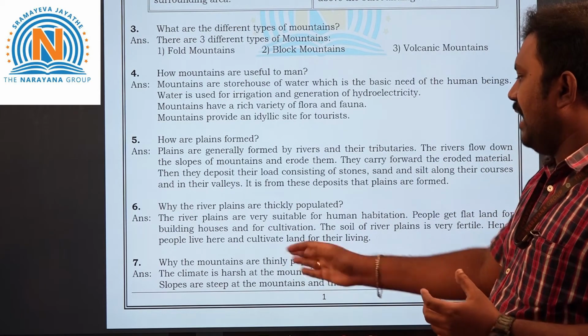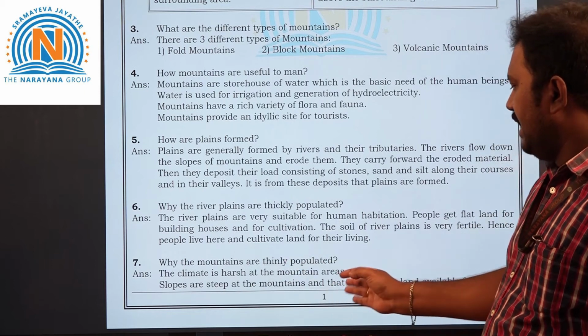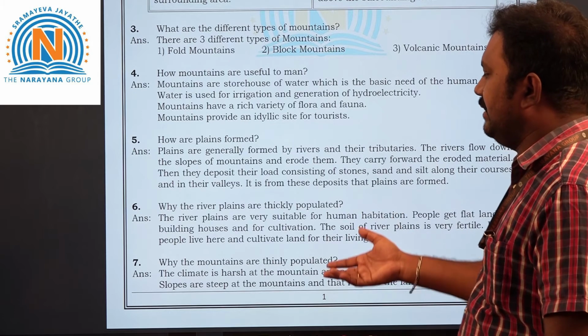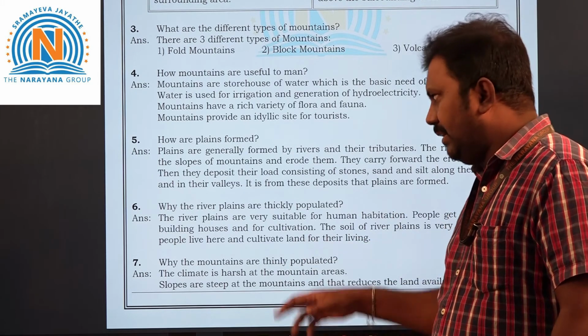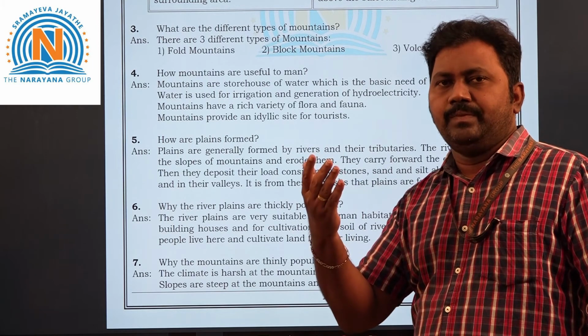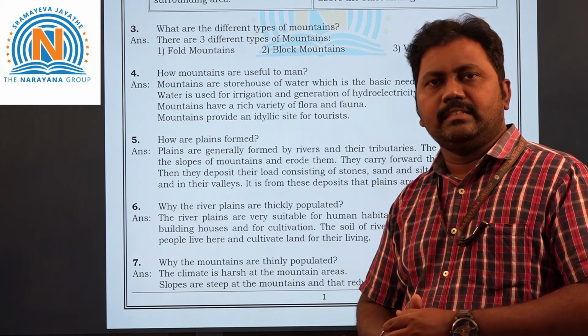See here, the climate is harsh in the mountain areas. Slopes are steep in the mountains and that reduces the land available for farming. Because of that, mountains are thinly populated and plains are thickly populated. Thickly means more, thinly means less. So these are the seven question answers related to this assignment, children.